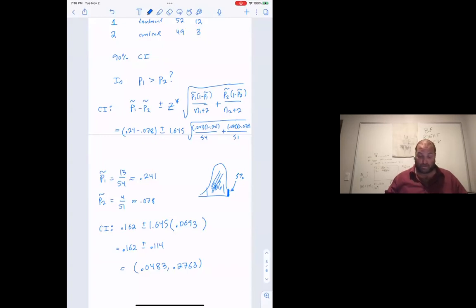Because I just used 0.241 and 0.078, and then the whole square-rooted part, I just did as one big equation, and then I used that for the rest of the steps. I just copy pasted all the answers. Gotcha. So mine was 0.0406 and 0.2759. So it was just a little off.